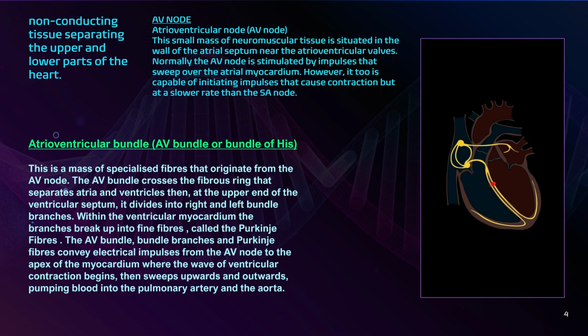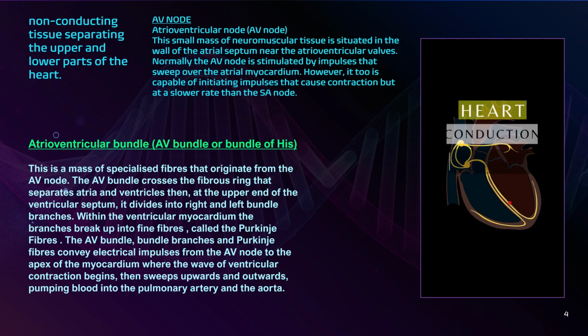The AV bundle, bundle branches, and Purkinje fibers convey electrical impulses from the AV node to the apex of the myocardium, where the wave of ventricular contraction begins, then sweeps upwards and outwards, pumping blood into the pulmonary artery and the aorta. Let us take a look at this video to understand it more clearly.